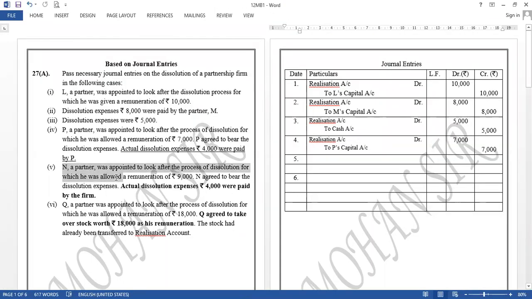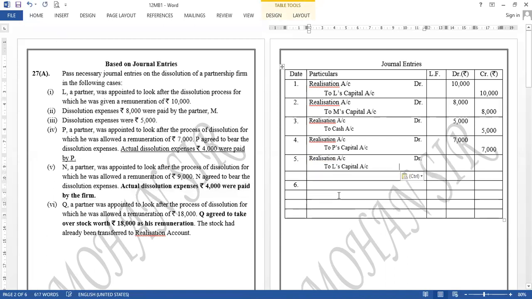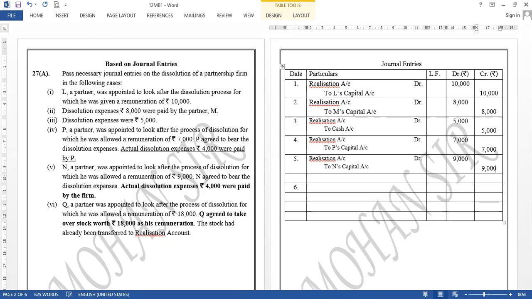And a partner was appointed to look after the process of dissolution, for which he was allowed a remuneration of 9,000 and agreed to bear the dissolution expenses. Actual dissolution expenses of 4,000 were paid by a firm. पहले तो ये है कि we have given a responsibility for a remuneration of 9,000. तो realization to N has to be there. ठीक है? And amount of rupees 9,000. ठीक है? ये तो चाहिए.